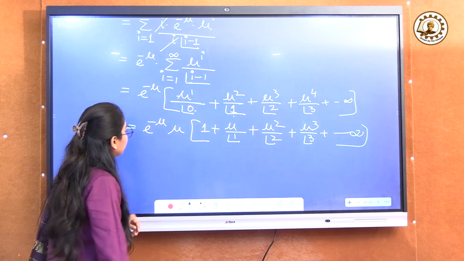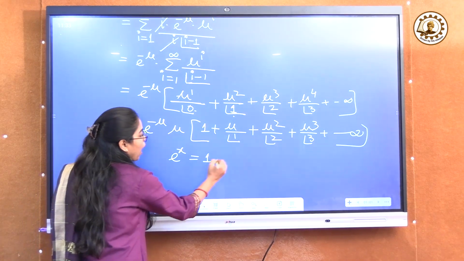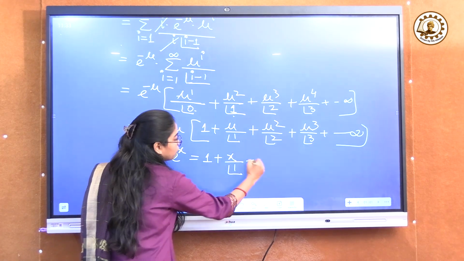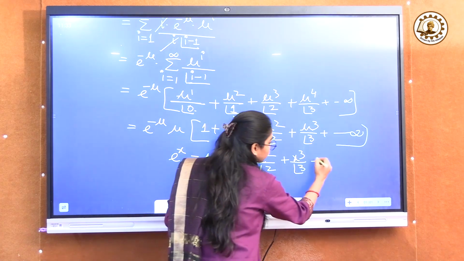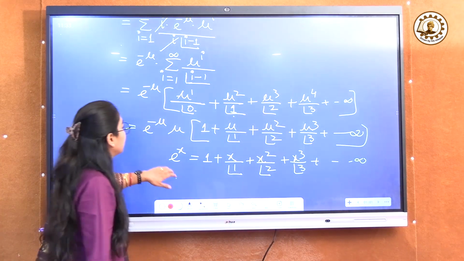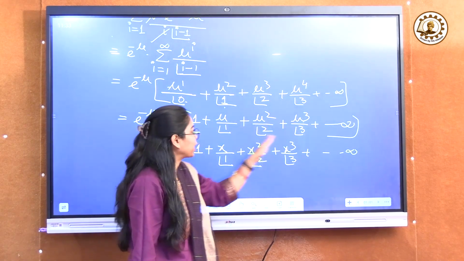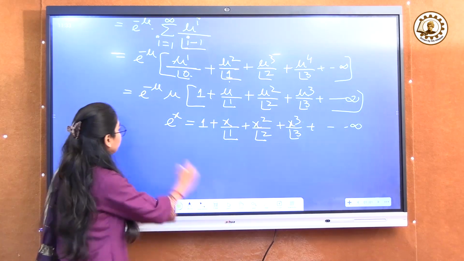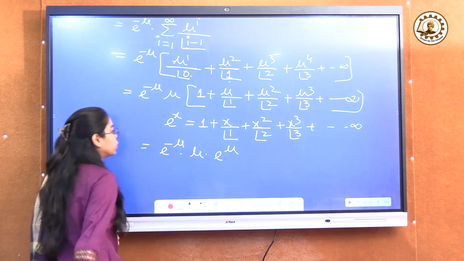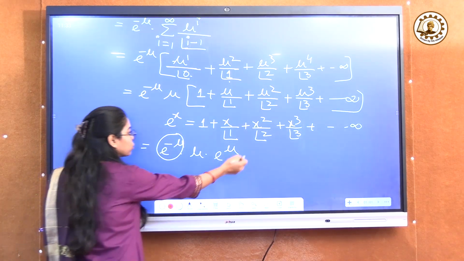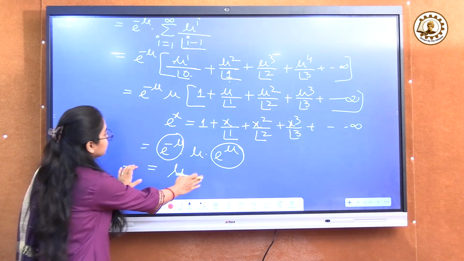Now we know the exponential: e to the power x is 1 plus x by factorial 1, plus x square by factorial 2, plus x cube by factorial 3, up to infinity. Since e to the power x is equal to this, we can write this bracket portion as e to the power mu. So this is equal to mu into e to the power mu. Now e to the power minus mu and e to the power plus mu will be 1. So the final value of mean is equal to mu.